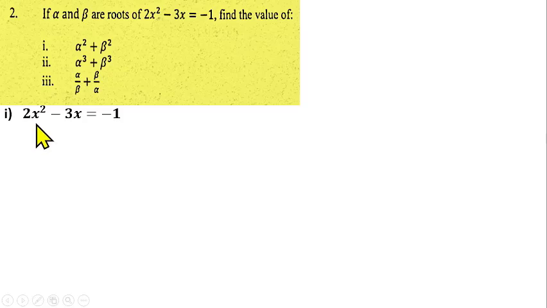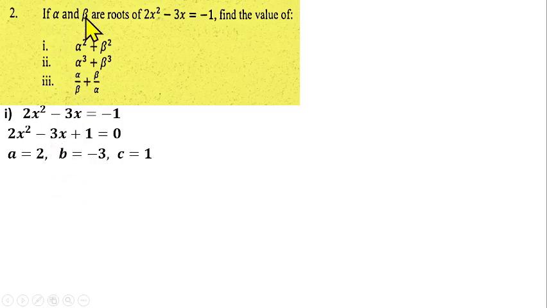So of course we are given the quadratic equation 2x squared minus 3x equals minus 1. The first thing to do is to bring this minus 1 over. So that gives us 2x squared minus 3x plus 1 equals 0. From there we know the value of our a to be 2, which is the coefficient of x squared. Our b will be minus 3 and our c will be 1. So now you can find the sum and the product of the roots of this quadratic equation.